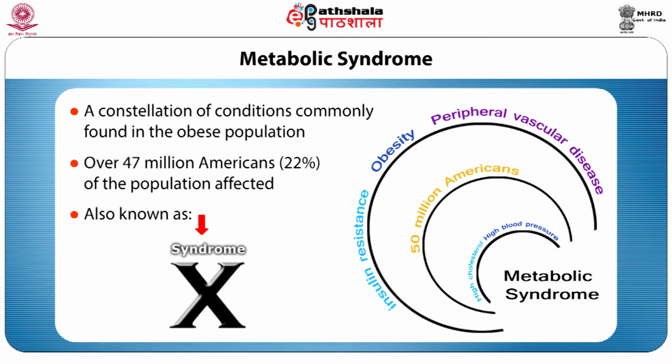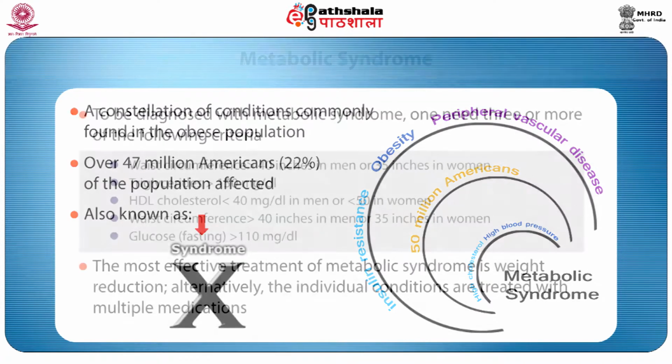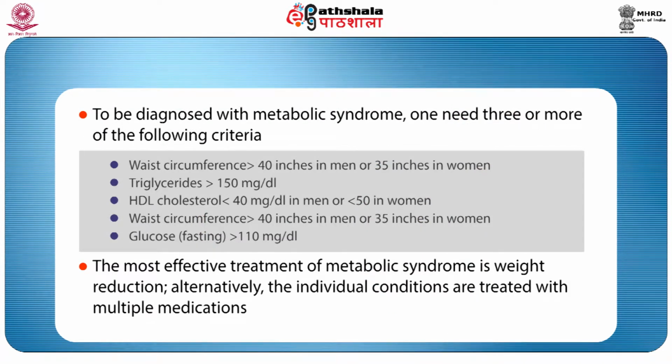The next problem in obese is metabolic syndrome. It is commonly found in the obese population, with over 47 million Americans, that is 22% of the American population, affected by this metabolic syndrome. To be diagnosed with metabolic syndrome, you need to check for waist circumference, triglycerides, HDL cholesterol, blood pressure and fasting glucose level. The most effective treatment of metabolic syndrome is weight reduction. Alternatively, the individual conditions are treated with multiple medications.